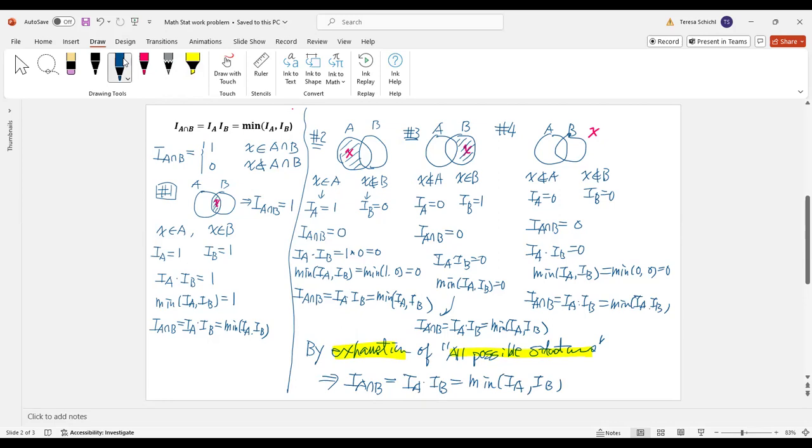All right, so that's why I proved the first part. The indicator of A intersect B is equal to the indicator of A times the indicator of B, and is the minimum of IA and IB. Now let's go ahead and try to prove the second part of this problem.